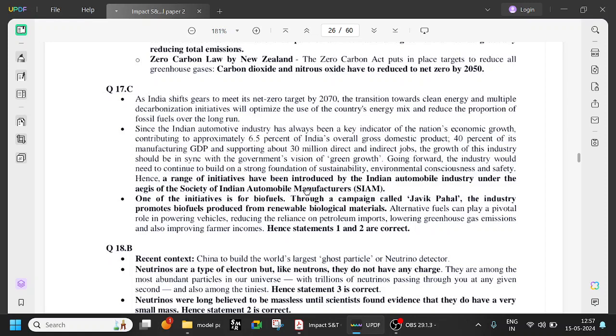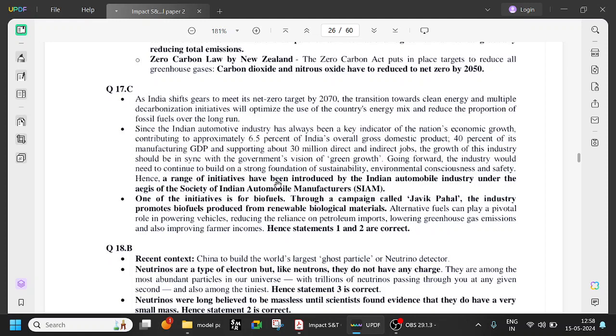So, a range of initiatives have been introduced by the Indian automobile industry under the aegis of the Society of Indian Automobile Manufacturers (SIAM). One of the initiatives is for biofuels. We have already seen the national biofuel policy stage 1, stage 2, stage 3, stage 4. Okay, stage one is made from leftover rice and all these starch products. Okay, and stage two is made from grasses, woods, etc.